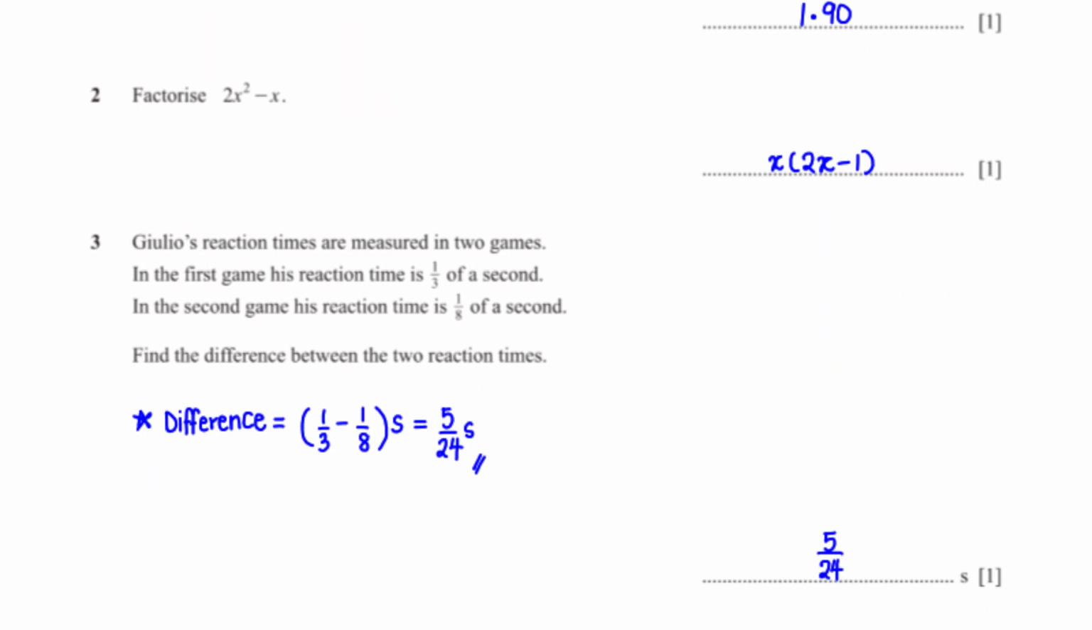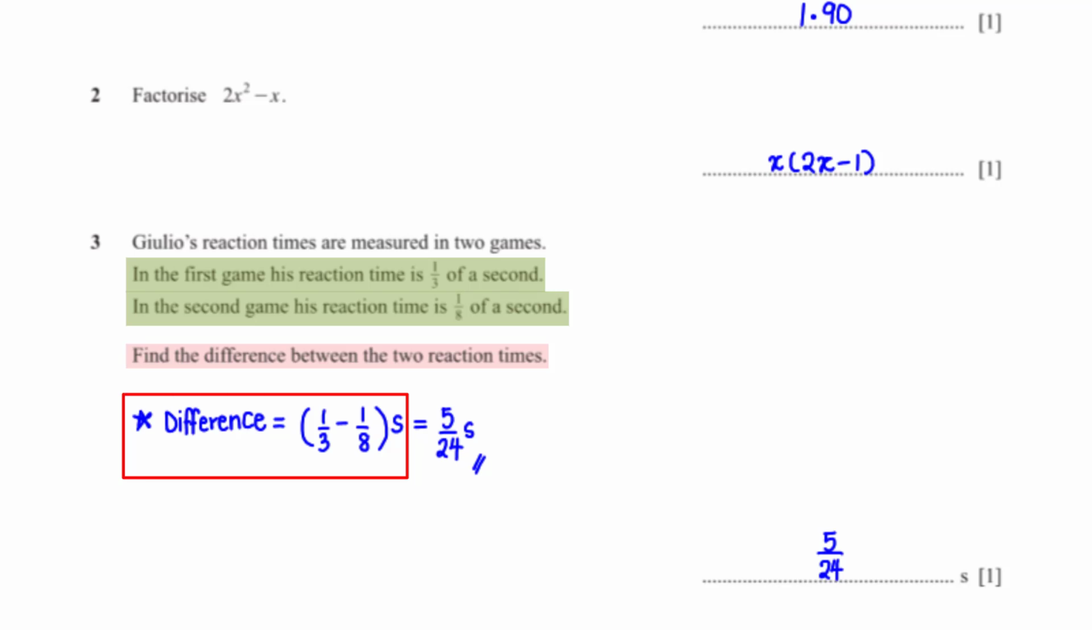Gileo's reaction times are measured in two games. In the first game, his reaction time is 1/3 of a second. In the second game, his reaction time is 1/8 of a second. Find the difference between the two reaction times. All we need to do here is subtract 1/8 from 1/3. When we type this into the calculator, we get 5/24.